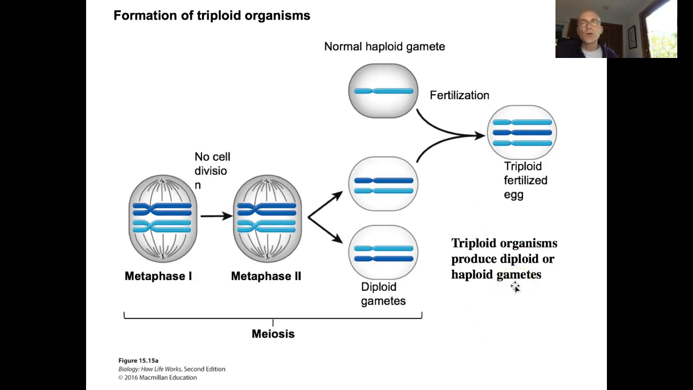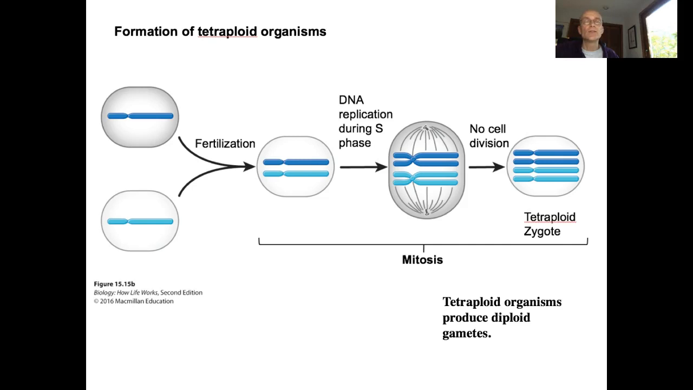So a triploid organism is very unstable. It doesn't happen very frequently, certainly not in humans. Out in nature, it's relatively infrequent as well. It actually does happen in some cases. Those are very odd organisms.